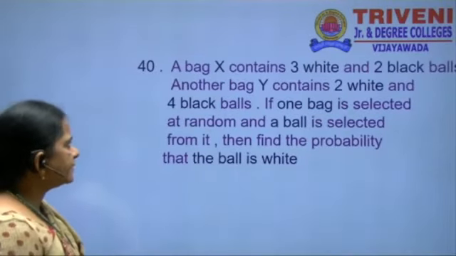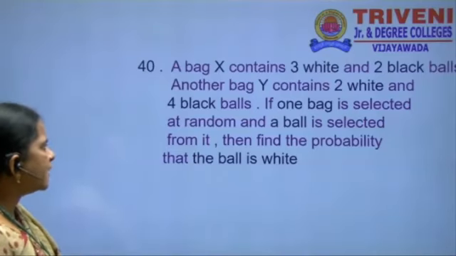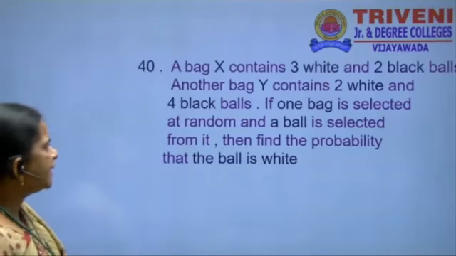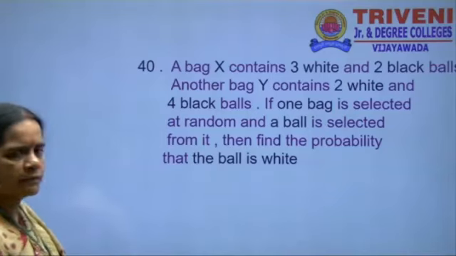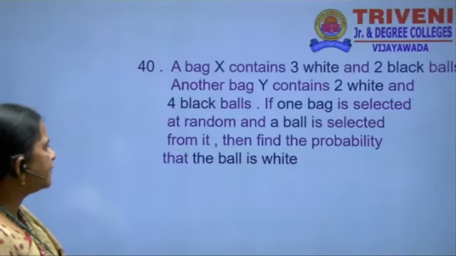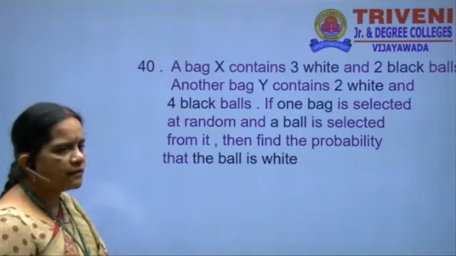A box X contains 3 white and 2 black balls. Another bag has 2 white and 4 black balls. One bag is selected at random. A ball is selected from it. Then find the probability that the ball is white.